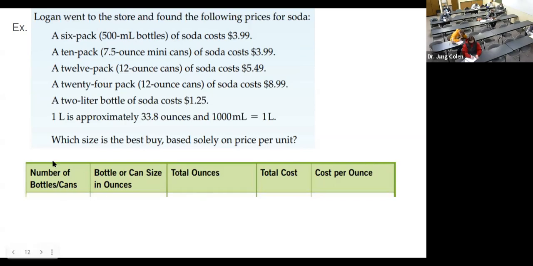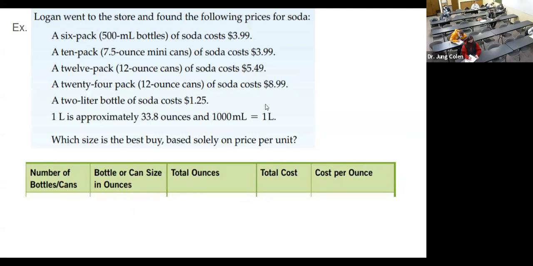So you need to multiply the first column by the second column to get the third column. Does it make sense? Because it's the total ounces. If you have only one bottle, you're going to have only 16.9 ounces. So you have a 6-pack, so 6 times 16.9 will be here.